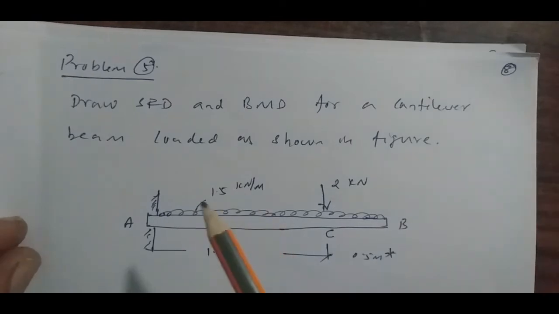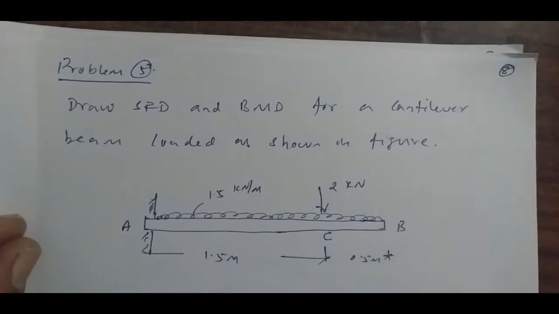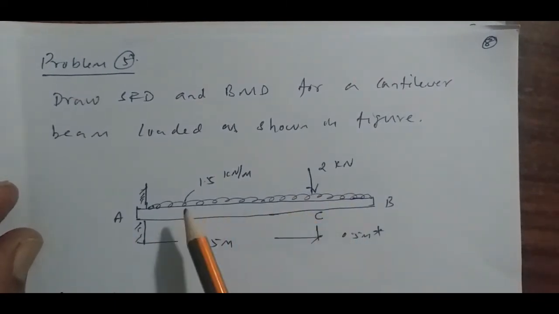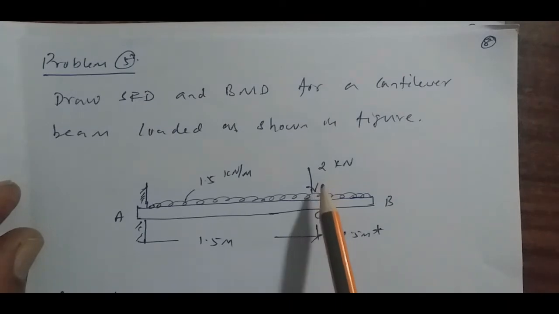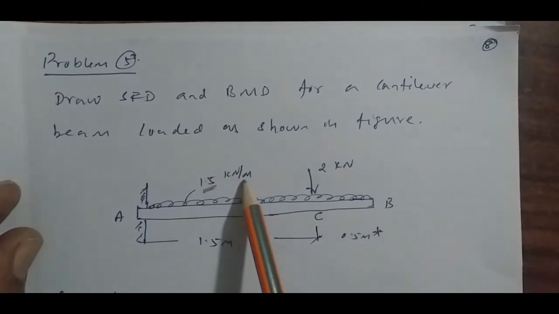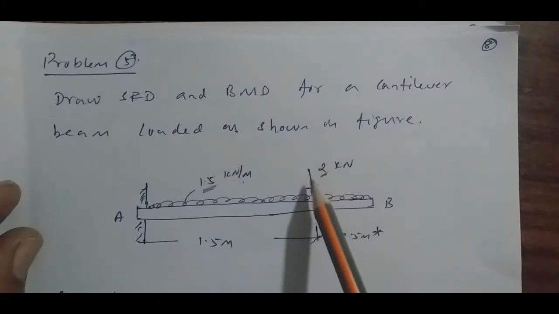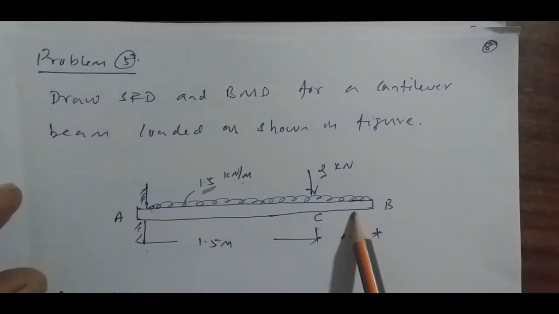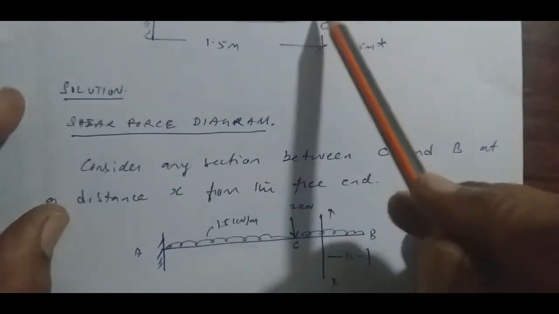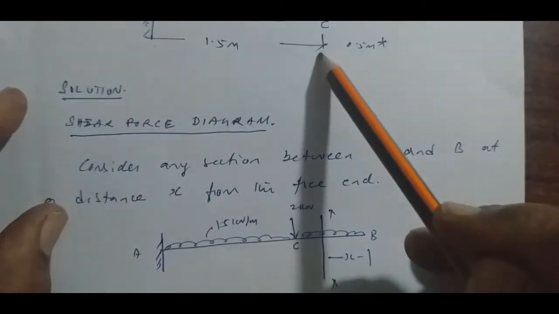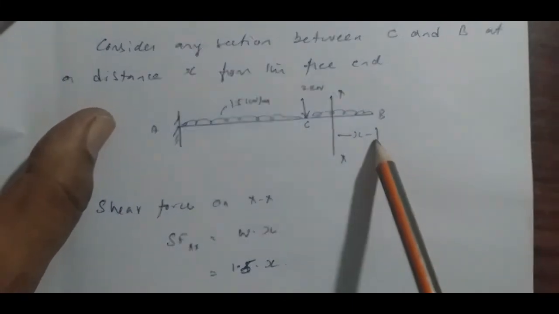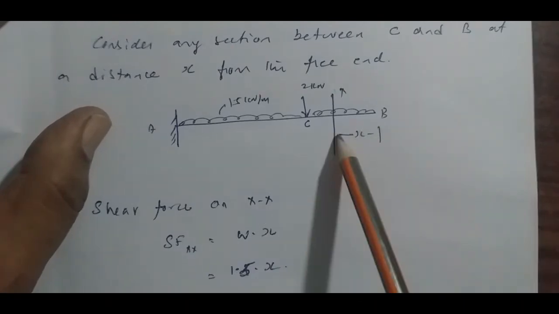Here in this problem, we have taken numerical values. It is with two types of loading: one is the UDL, the other one is the point load. The UDL value is 1.5 kilonewton per meter. The point load is 2 kilonewton, acting at 1.5 meters from the support and 0.5 meters from the free end. The UDL is throughout the beam. Now, to find the shear force and bending moment at this point C, let us consider a section XX such that it is x distance from B.